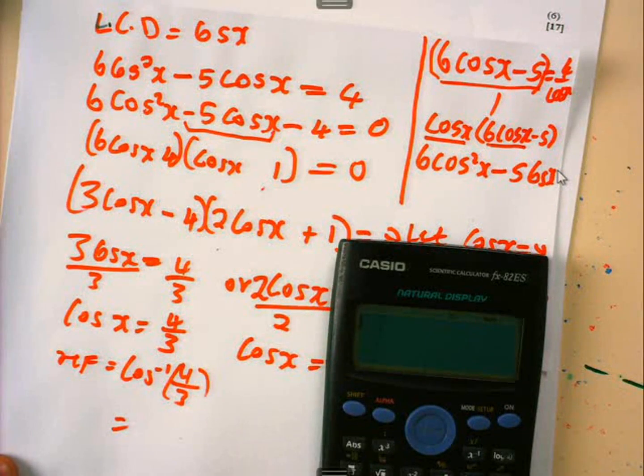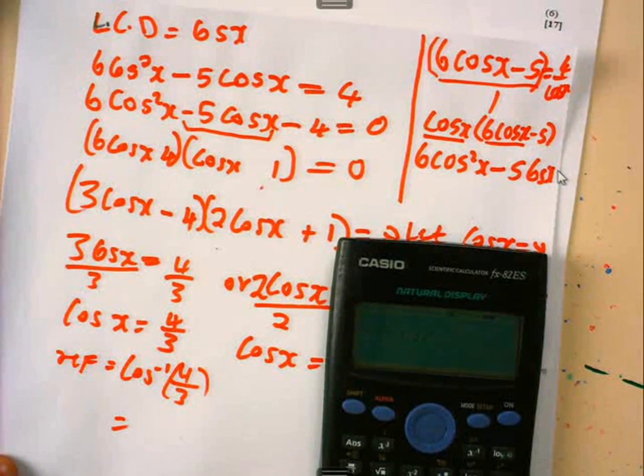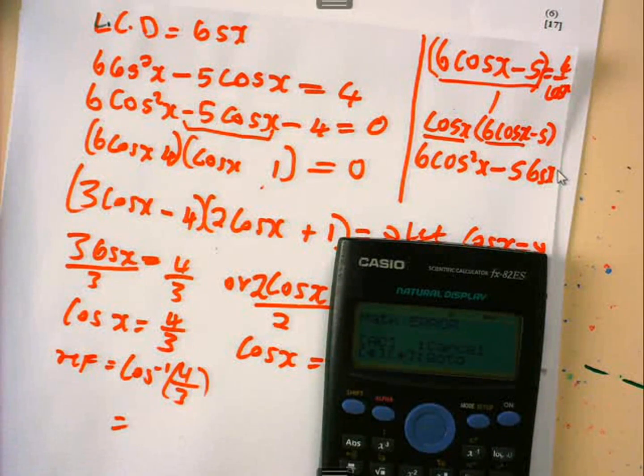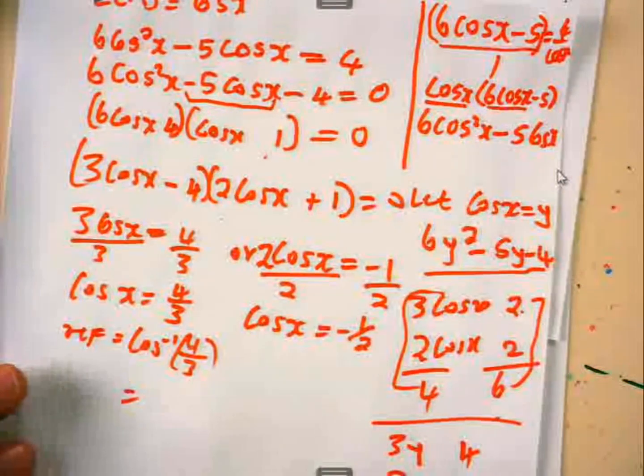Let us look at it now. Shift, cos, then we have 4 divided by 3. Now it says maths error. Why? Who can tell me why we cannot have the reference angle for 4 divided by 3? Of course, you remember now the graph of cos.